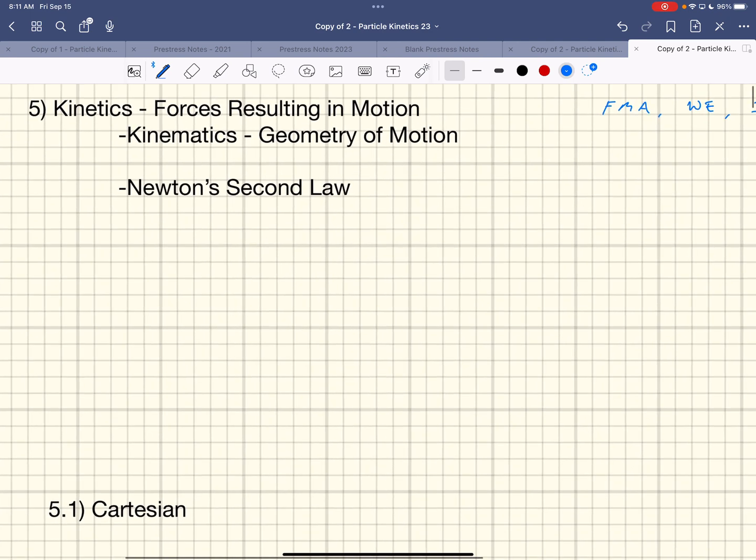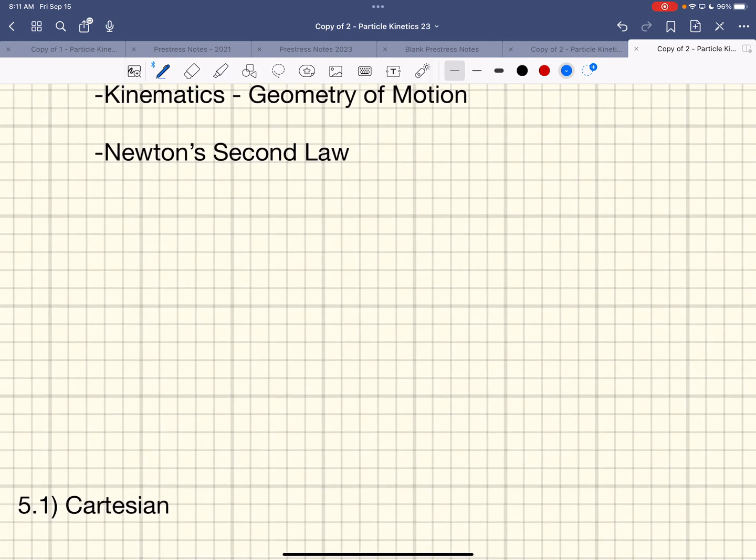So Newton's second law, right? This is the FMA method that I just mentioned. It's the most straightforward way of solving these things. What Newton's second law says is the sum of all the external forces is equal to mass times acceleration. And these are vector equations.